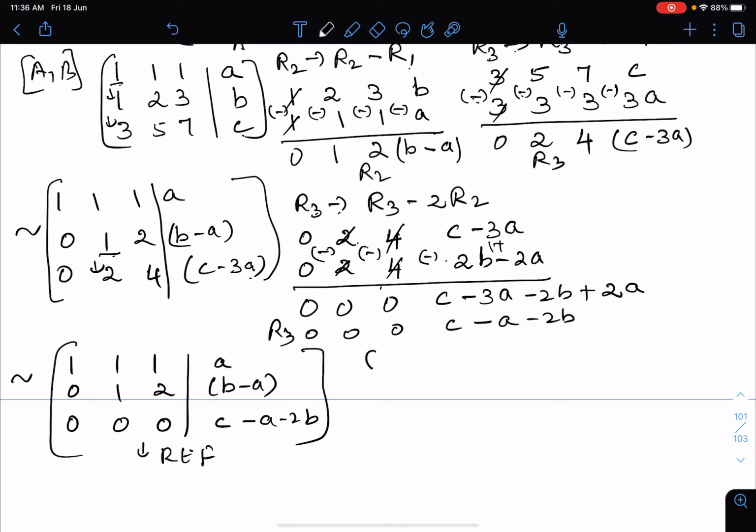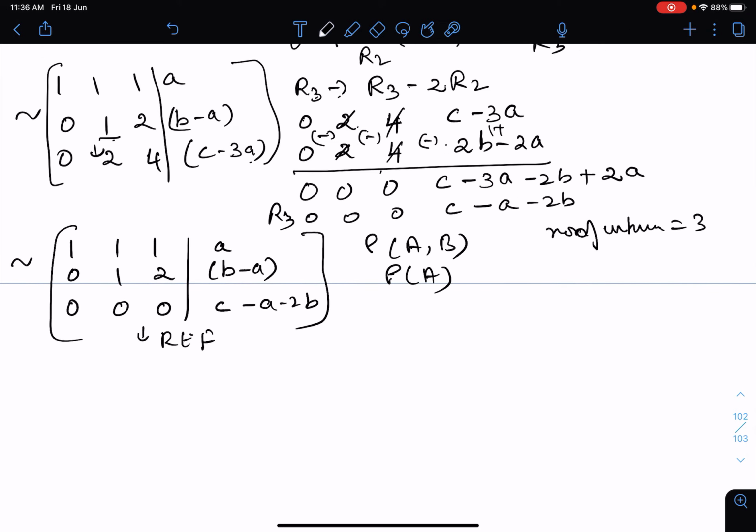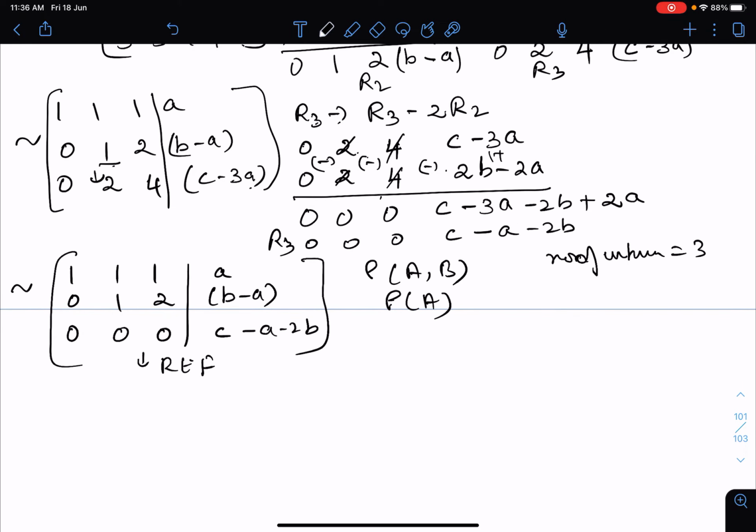So from this you are going to calculate our rank of AB, rank of A, and number of unknowns we know as 3. But here they want a one parameter condition. What is our one parameter? Here it is our one parameter. This is our one parameter condition. So it should be less than the unknown and it should be equal to 2. Okay. So what should we get here? Rank of AB you should get it as 2 and rank of A also you should get it as 2.